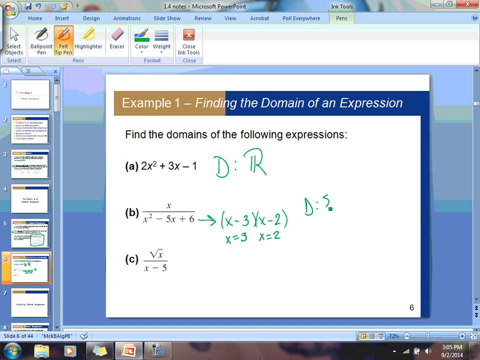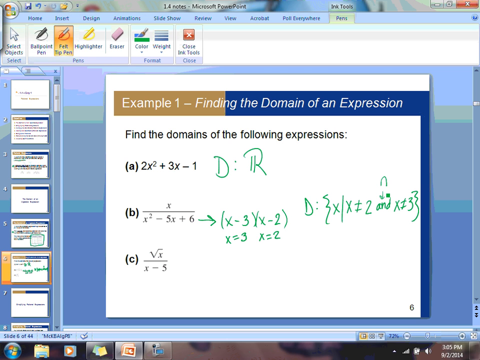The way we write that is in set notation: all of the values of x such that x is not equal to 2 and x is not equal to 3. Now you can write out the word and, and for me, that's fine. If you want to use the little upside down U for intersection, that is fine as well. That's how the book will write it.